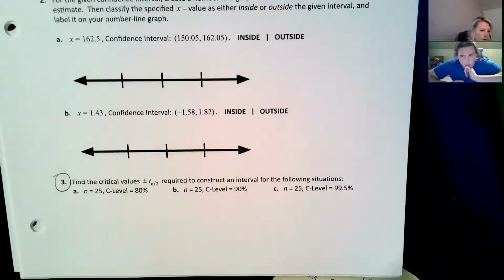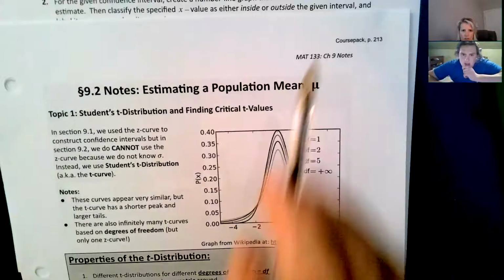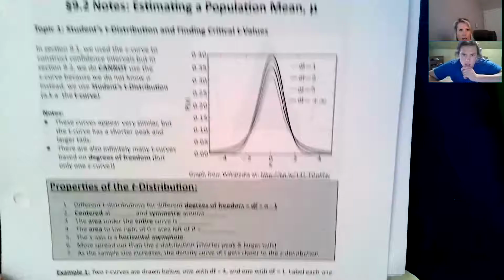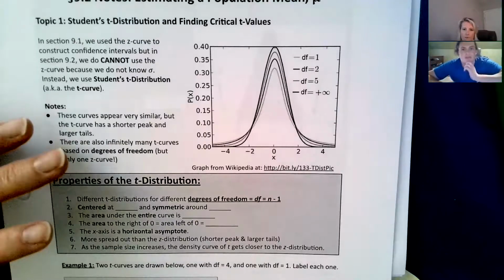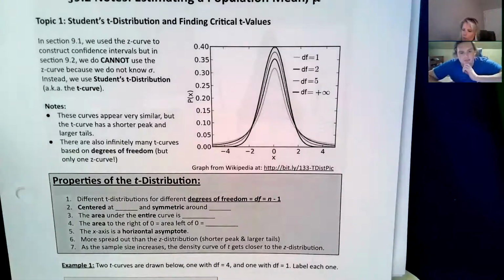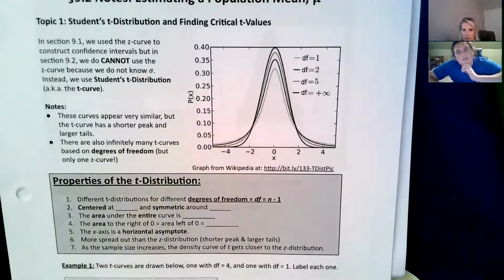But now we are working with the t distribution, and I want to just bring up those couple of pages in your course pack. So on page 213 is where we introduce this t-curve. And the reason we introduce this t-curve is because we're estimating, we're not using it just to predict one thing. So in proportions, we're just predicting the proportion, and that proportion of success is used to predict the standard deviation. But in means, we're predicting two things.